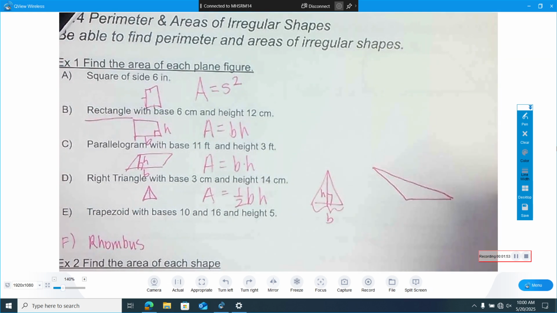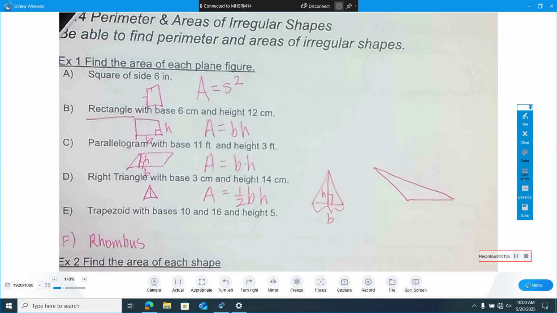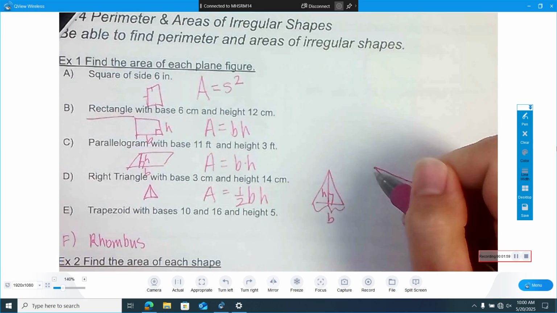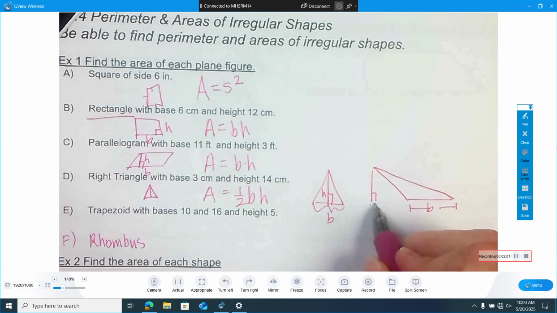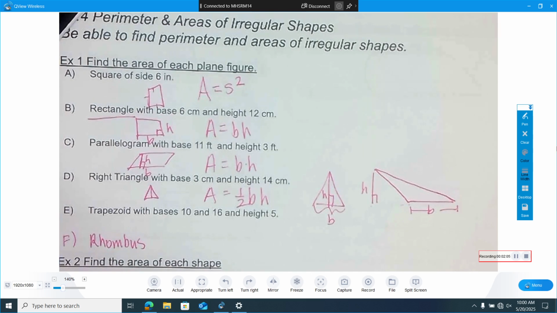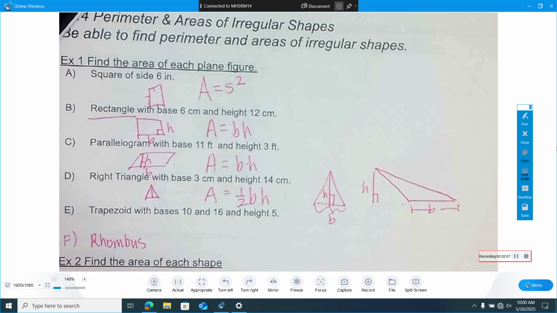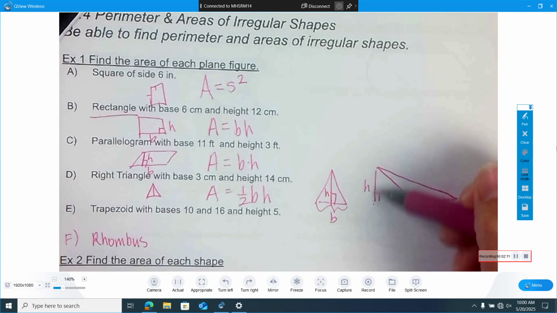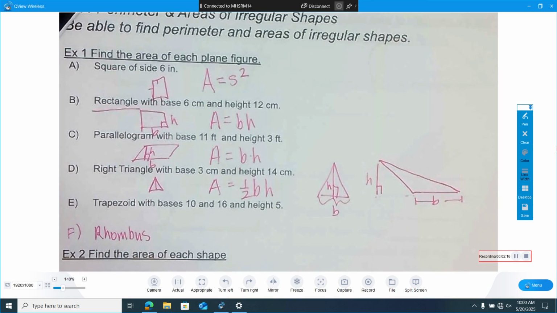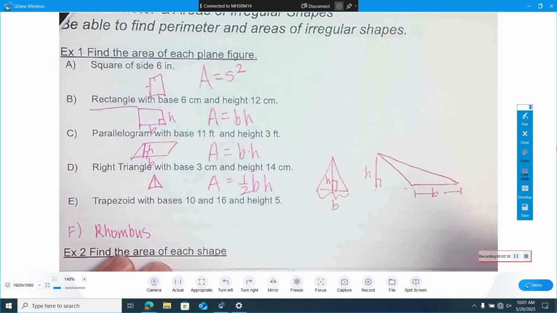You might have a crazy shaped obtuse triangle. The base is B and the height is still perpendicular to the base, so keep that in mind. The area of a triangle is always 1/2 base times height, and height is always straight up and down, perpendicular. Very important.